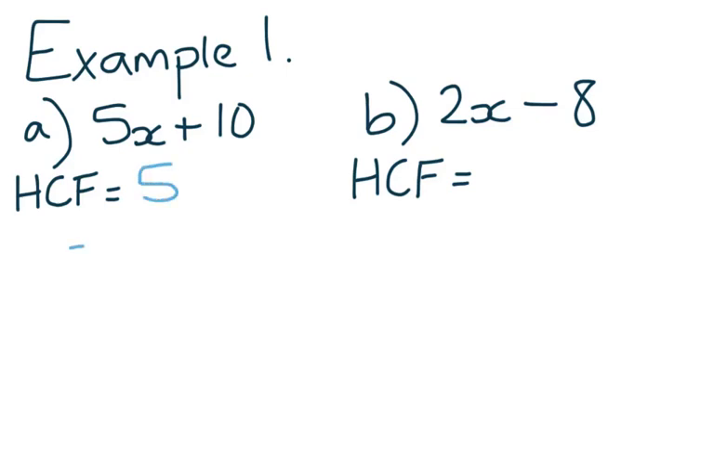So then what we do is we put the 5 out the front of the bracket. Now we're looking at this first term to know what to put inside the brackets. When we were expanding, we did multiplication. When we go backwards, we have to do division. So we're going to do 5 divided by 5, which is 1.